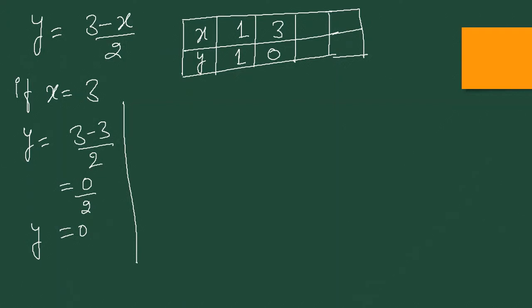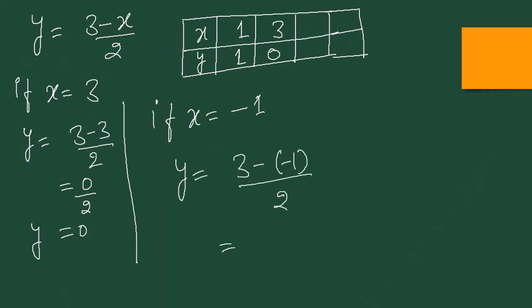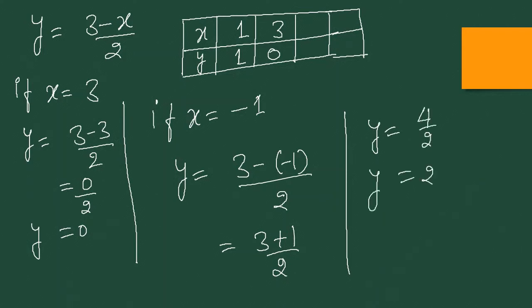Next I'm taking the value of x equal to minus 1. Okay, so see what would come? 3, this minus sign, this one more minus sign, then 2, 3 plus 1 upon 2. So here you will find y equals 4 upon 2, then 2. I observe if I'm keeping the value of x as minus 1, the value of y will be 2.